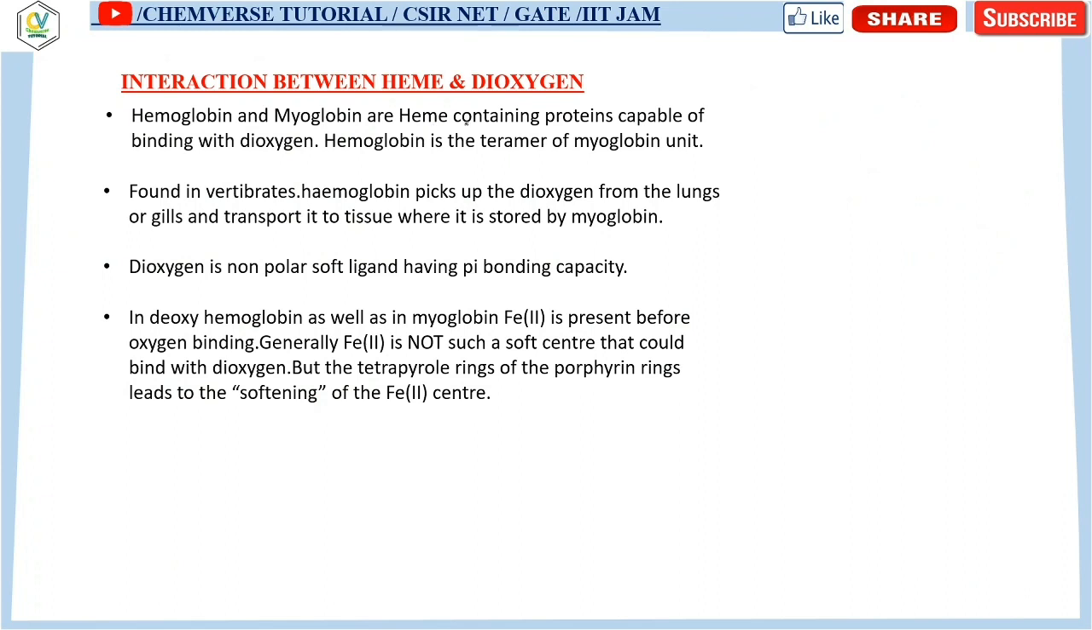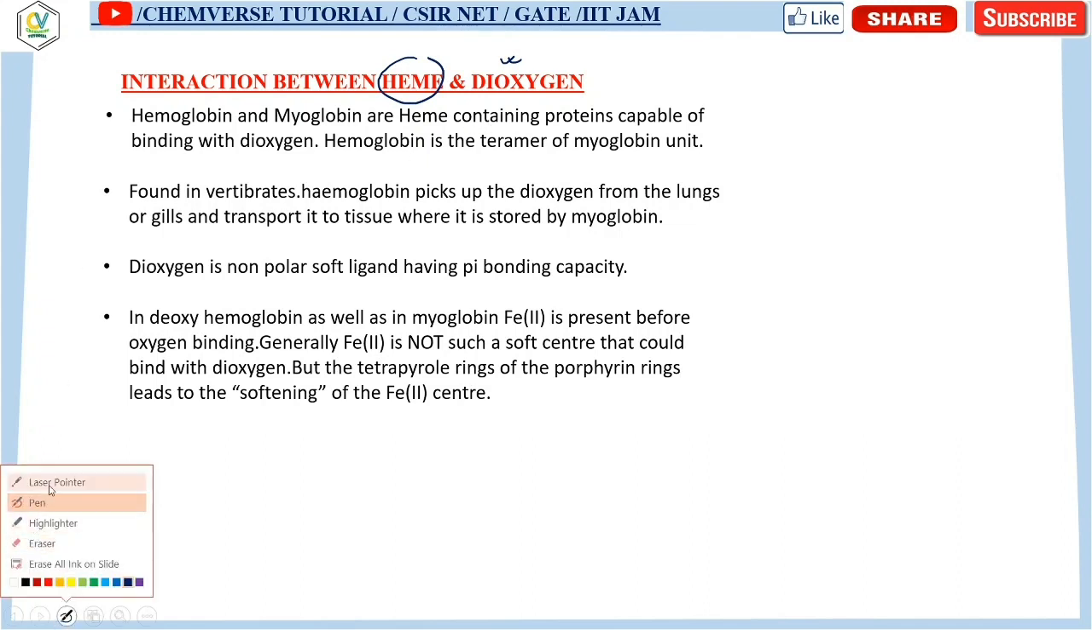Now let's talk about the interaction between this heme group and dioxygen. Hemoglobin and myoglobin are heme containing proteins that are capable of binding dioxygen, and hemoglobin is a tetramer of myoglobin units.